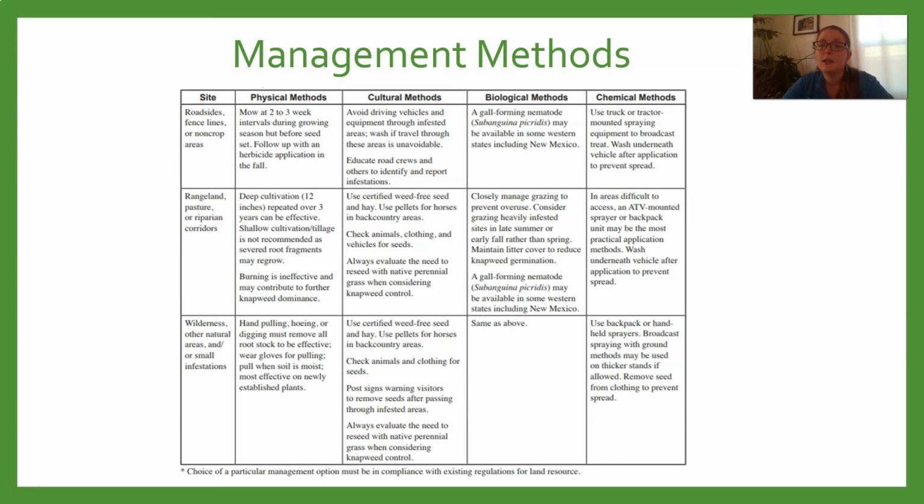And finally, for biological methods, there are a couple of native predators that are available for treatment of Russian knapweed. One of them is a gall-forming nematode that lays eggs along the plant and is able to really stress it out over time. This method is available based off of local areas, so I highly recommend looking up what is best available in your area.